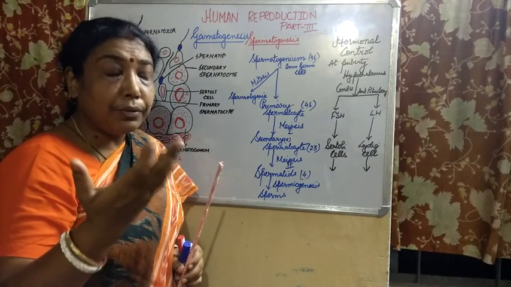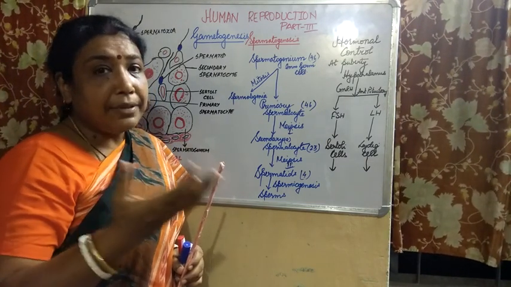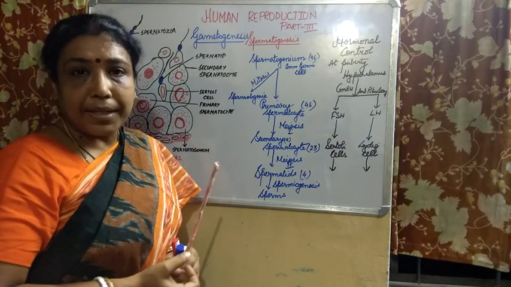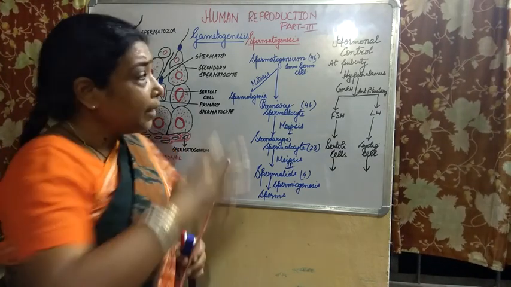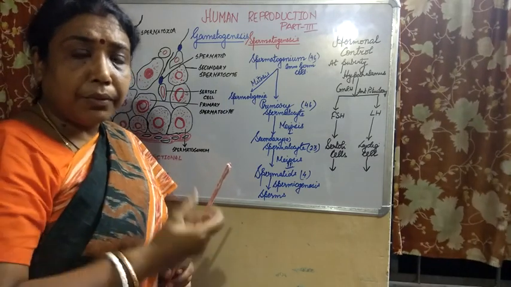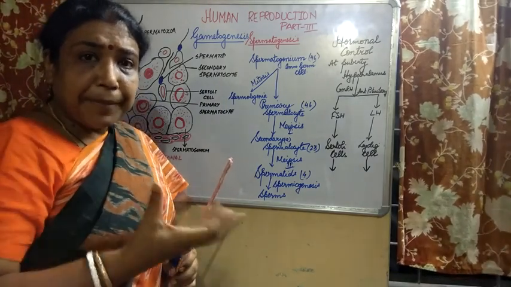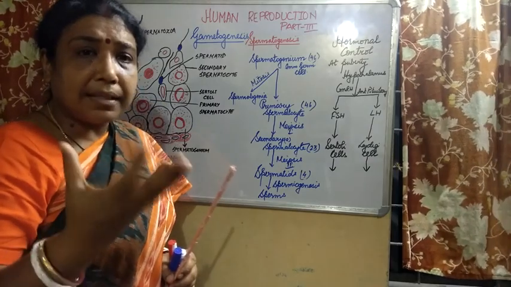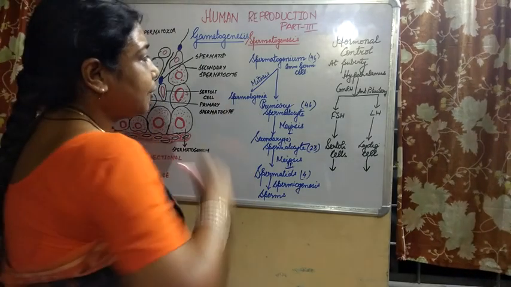This immature male germ cell has to increase its number, because you know in one ejaculation millions of sperms are released. So it has to increase its number to produce more and more sperm cells. Then how will it increase? By the process of mitosis.